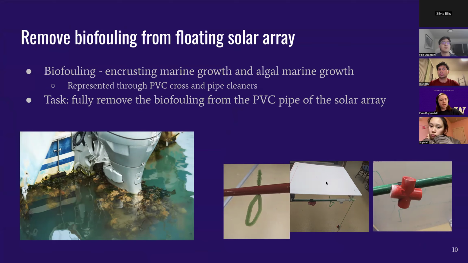Biofouling is encrusting marine growth, like algal marine growth, that is maybe reducing structural integrity and reducing efficiency and inhibiting the performance of a solar array. And so a task might be to remove that biofouling from the solar array. For example, in MATE, this was represented as these pipe cleaners and these little PVC pieces. And you would need to construct a robot that is able to extract these. Next slide, please.